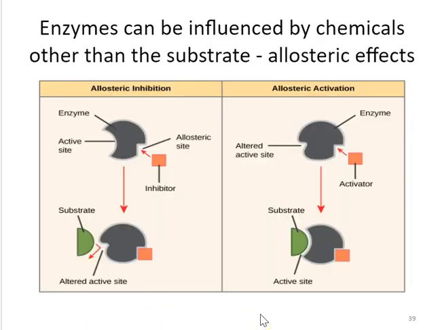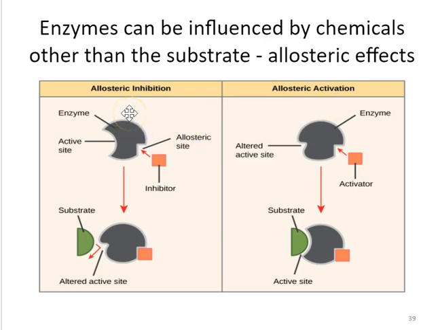Other things also affect enzyme activity. So for example, enzymes can be influenced by chemicals other than the substrate. And when that happens, if it involves an area of the enzyme other than the active site, it's called an allosteric effect, or allostery. So you can have something called allosteric inhibition and something called allosteric activation. Inhibition means the enzyme's not working as well. Activation means the enzyme is working. In fact, maybe it wasn't working before it was activated.